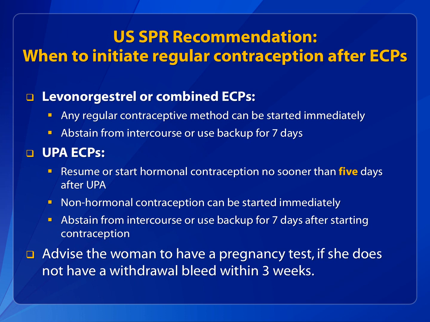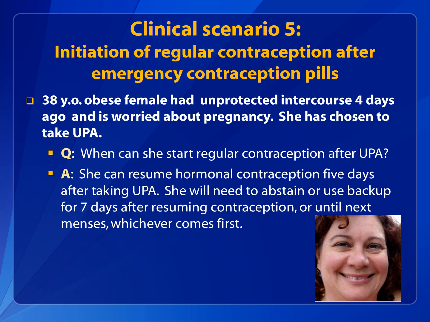Non-hormonal contraception can be started immediately. Abstain from intercourse or use backup for 7 days after starting contraception. This patient can therefore resume hormonal contraception 5 days after taking ulipristal acetate. She will need to abstain or use backup contraception for 7 days or until her next menses, whichever comes first.